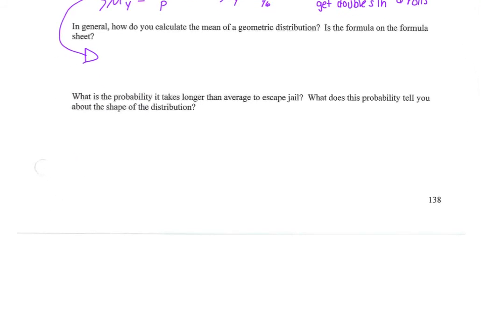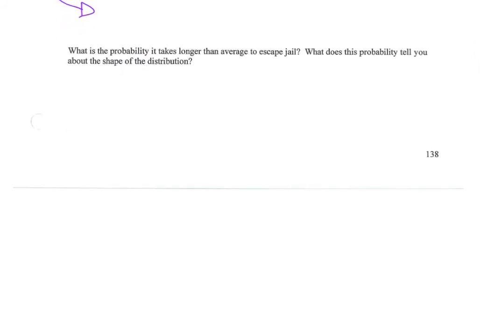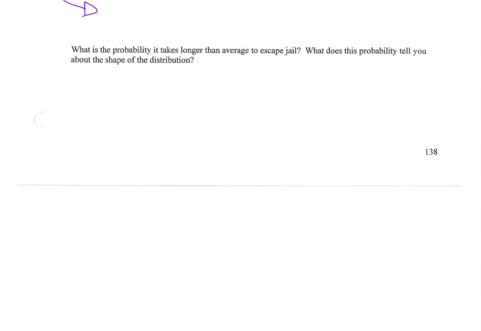So we'll do one more example. What is the probability it takes longer than average to escape jail? So they want to know what's the probability it will take longer than 6 rolls to get out of jail. Well, there's the long way, and that's where you could do the probability of 1 plus 2 plus 3 plus 4 plus 5 plus 6, and then 1 minus that, right? Or we could use geometric CDF.